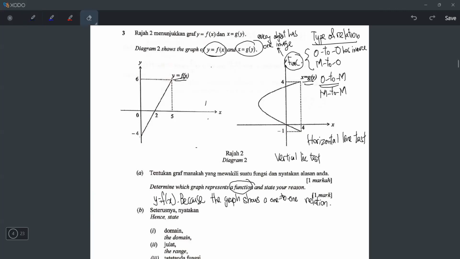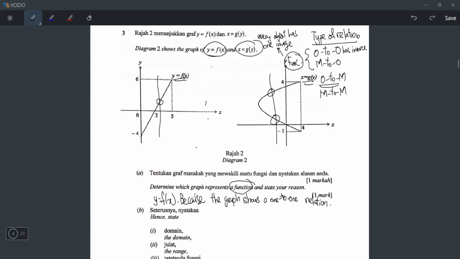But of course, you can also use the vertical line test I mentioned earlier, right? Remember, horizontal line test is to determine whether it has an inverse. Vertical line is to determine whether it's a function. So what you do is you will draw a vertical line. You can see clearly this vertical line will cross at 1 point. This vertical line crosses at 2 points. It means that this is a function. But this is not a function because it intersects 2 points.